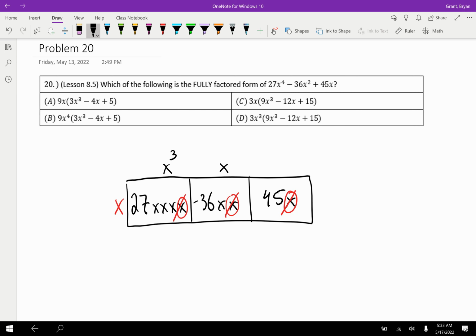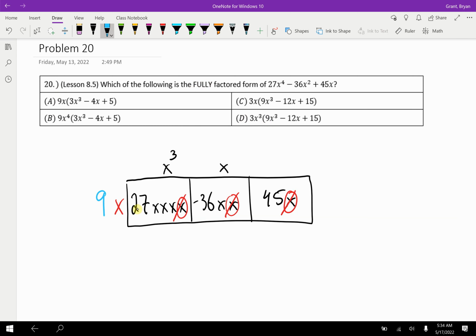We do, however, have to focus on those coefficients, those numbers as well, and we have to think, what do 27, 36, and 45 have in common? Now, because you probably won't have your factor sheet for the final, we can use the multiple choice answers to help us. You'll notice that they have 9s out front and 3s. Let's focus on the largest number first, because fully factored form takes out the greatest common factor. So let's see if a 9 goes into all of these.